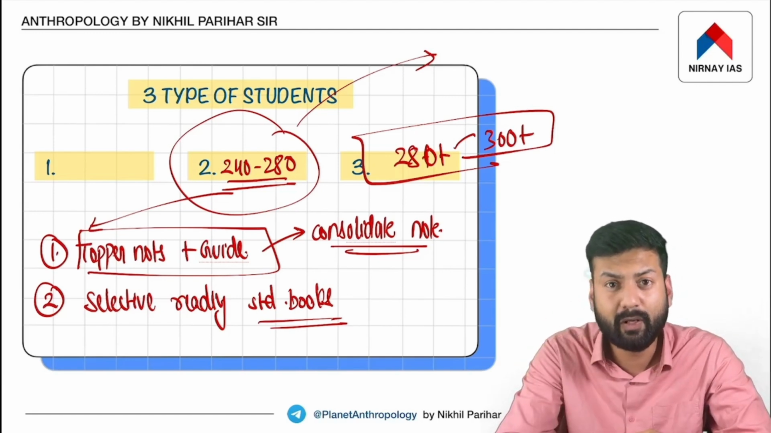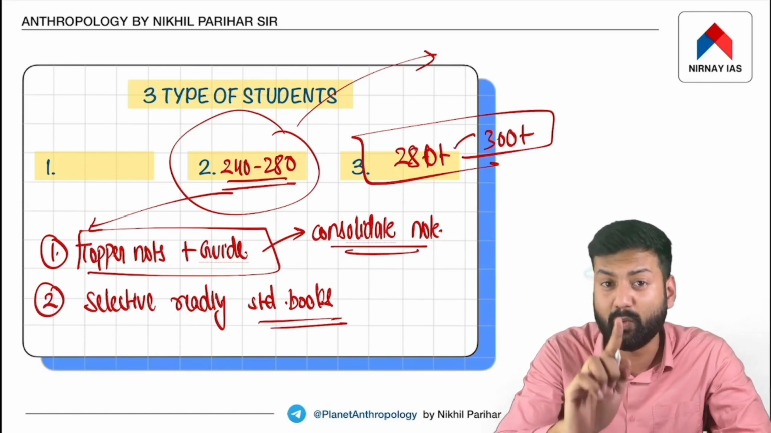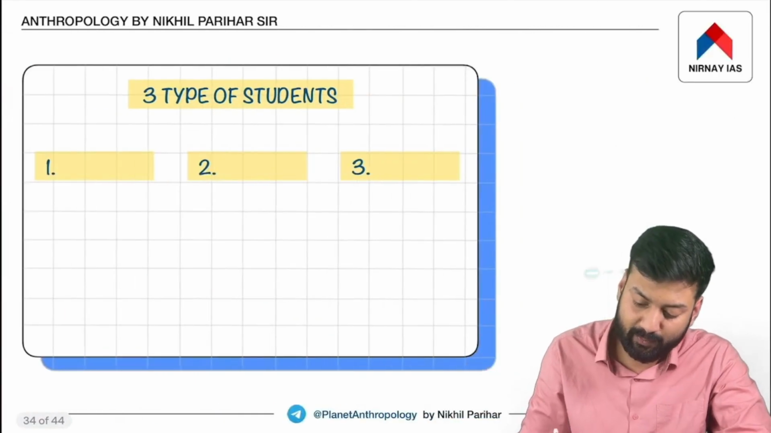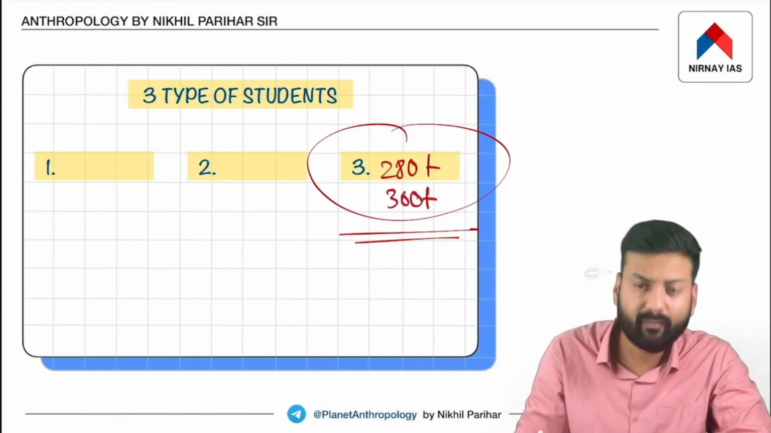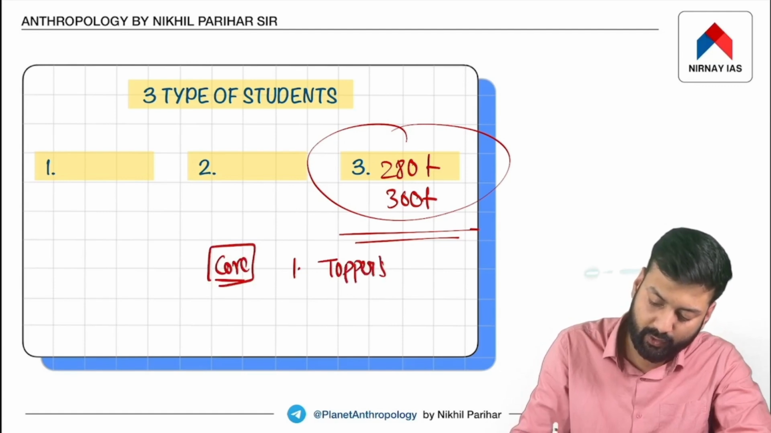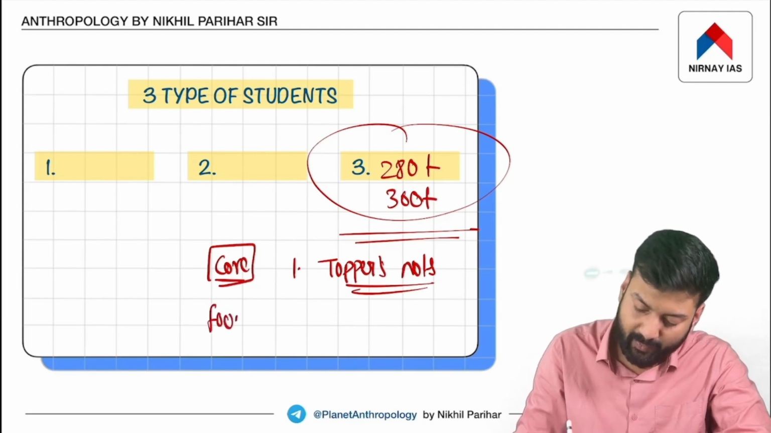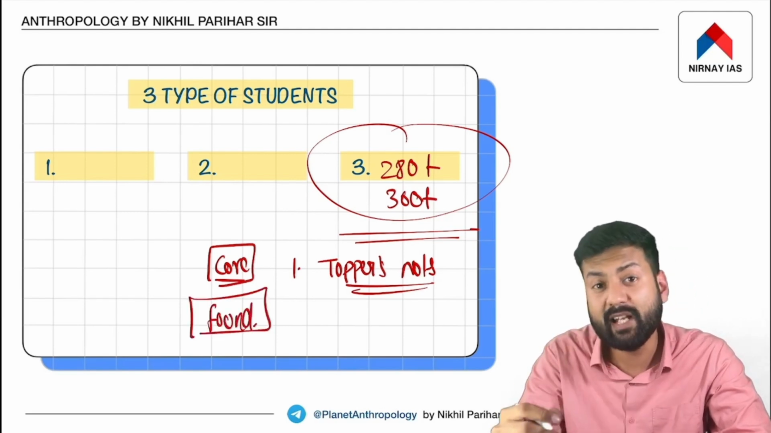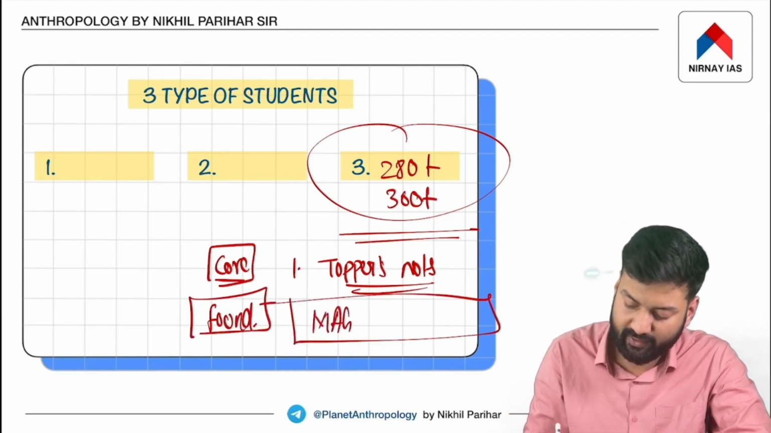In 2024, there was a bouncer question in paper 2 on the ILO, International Labour Organization Convention. No market material had it, but only that magic material had it. So what are the people scoring 280 plus or 300 plus marks doing? Number one, they are basing their core, foundation material on toppers' notes only. Second, there is a foundational material which gives them depth and understanding of the subject, which is the magic material.